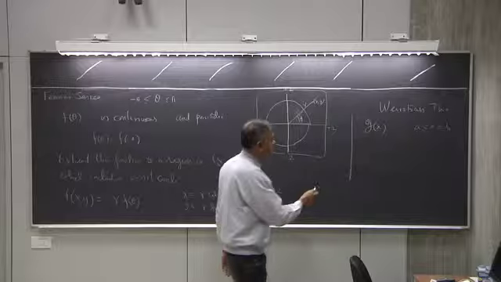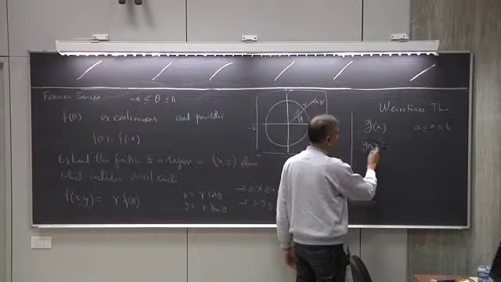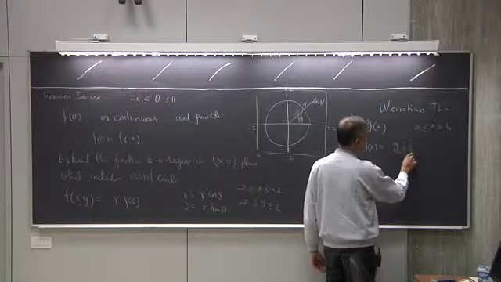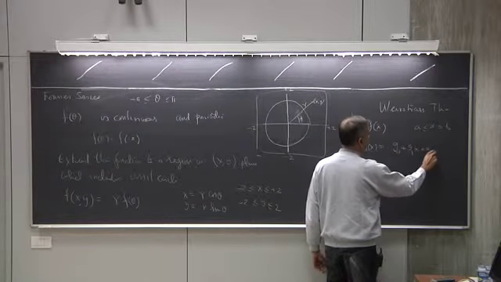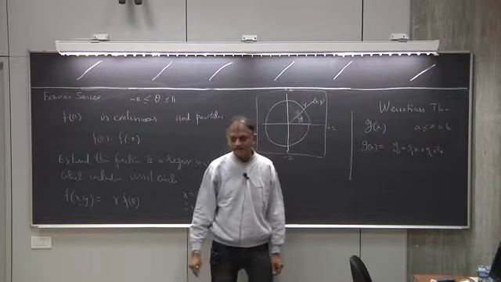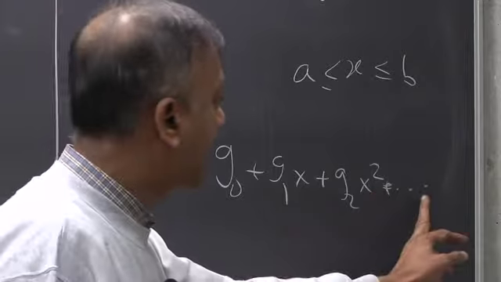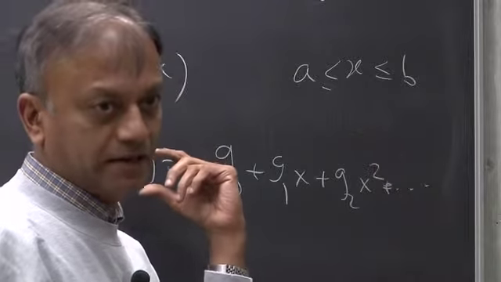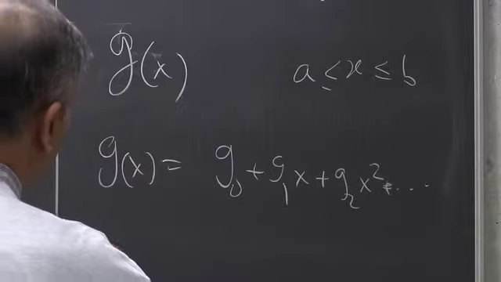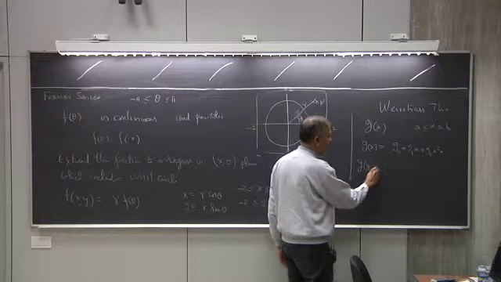So therefore, I can always write g of x as some polynomial, say g0 plus g1 x plus g2 x square and so on. I can write it like this, and as I go higher and higher, I can approximate it better and better, right? Now, consider a situation where the function is a function of x and y.